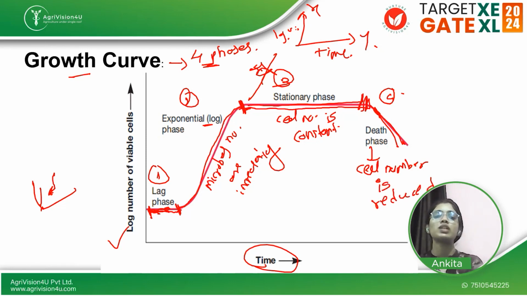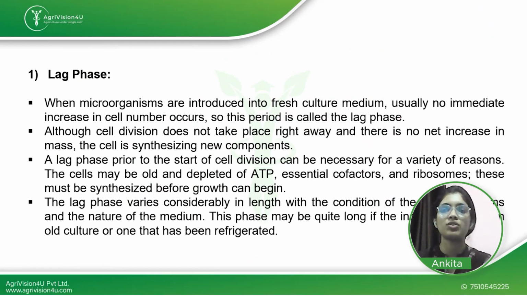Now this is what we have to study in depth: what is lag phase, log phase, stationary, and death phase. Now see, in the case of your lag phase, when microorganisms are introduced into the fresh culture medium, usually no immediate increase in cell number occurs. So this is the lag phase. As I told you, there is no immediate increase.